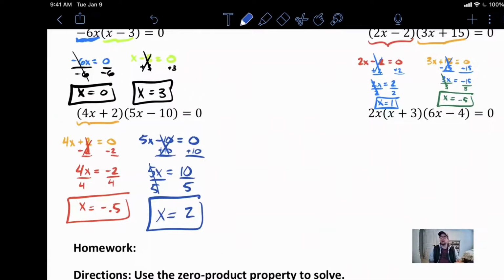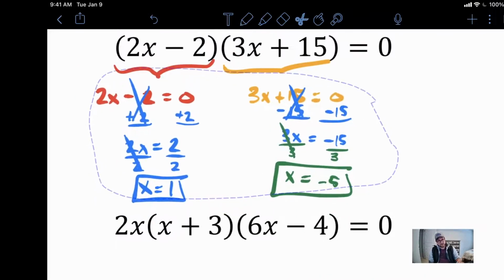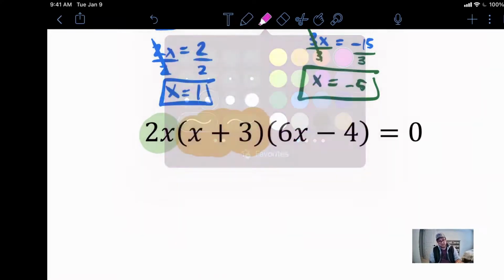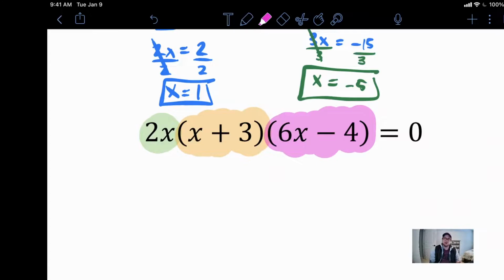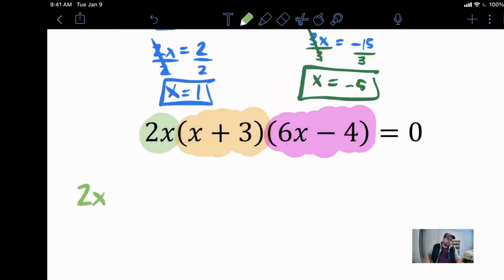Let's do one more problem together. So let's go over to this one, and then you guys can get started on your homework. So when I look at this one, it's really unique. Notice we have three parts: the green part, the orange part, and the pink part. Each of those parts has an x in it, so we got to set up a separate equation for each one. So the green part, we're just going to have 2x equals 0. For the orange part, we're just going to get x plus 3 equals 0. And then for the pink part, we're going to have 6x minus 4 equals 0.